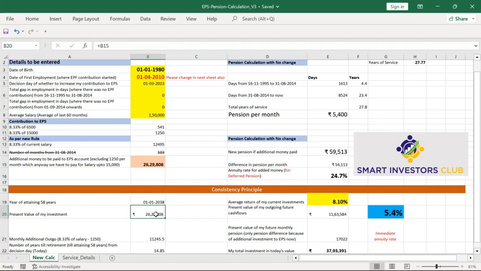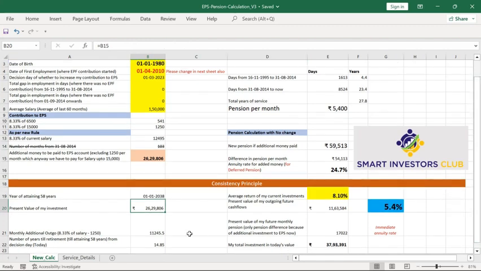And the present value of my investment is this, because I have to pay this much investment as of now. So I'm just calculating the same thing, clicking equal so that the same value is here. And monthly, going forward, I need to invest further, right? It's not that I'll have to stop here. So till I get my retirement, I'll have to continue investing.